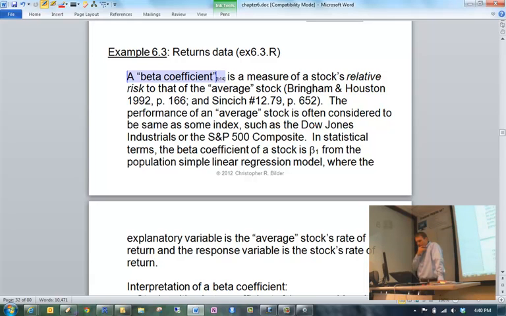And in statistical terms, the beta coefficient is simply beta 1 in a simple linear regression model, where your explanatory variable is the average stock's rate of return, and the response variable is the rate of return of the stock of interest. That's it. Very simple. And this stuff is quoted in many places.